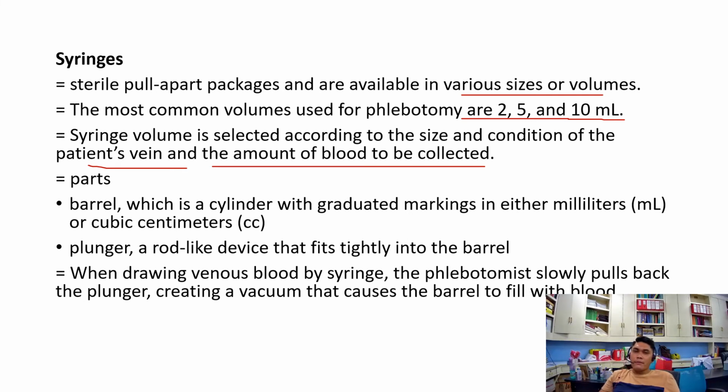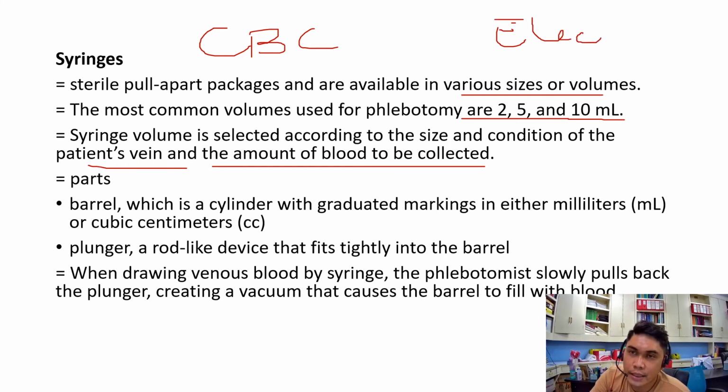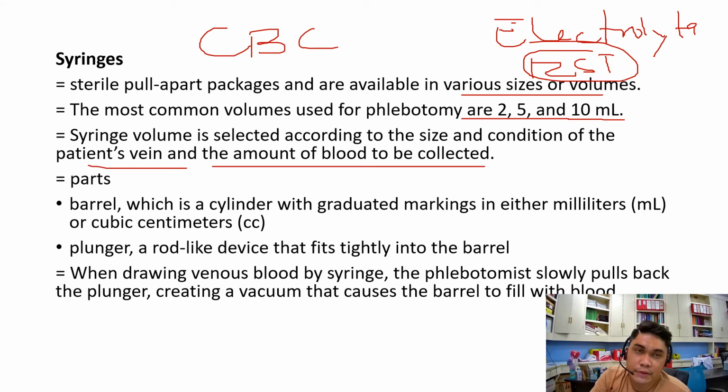Now regarding the amount of blood to be collected, it depends on the test. So for example, if the request is CBC and electrolytes, for electrolytes you need a red stopper tube. And for CBC, you have lavender top tube. Okay, so the usual volume for CBC is 2 ml, and for a red stopper tube, it's 4.